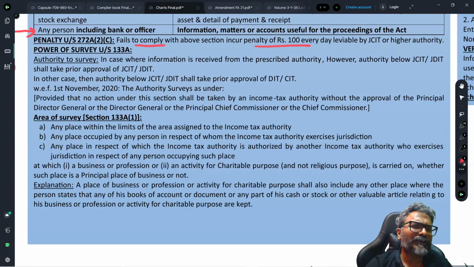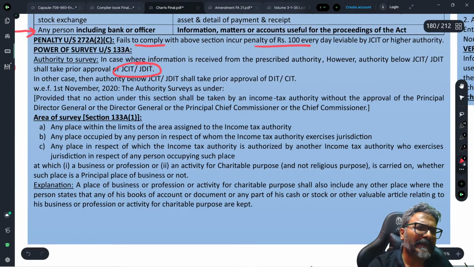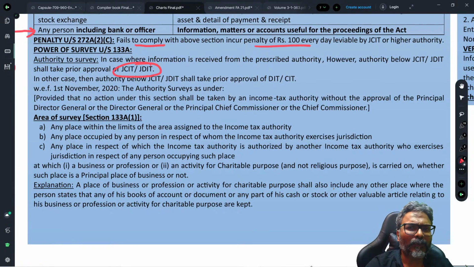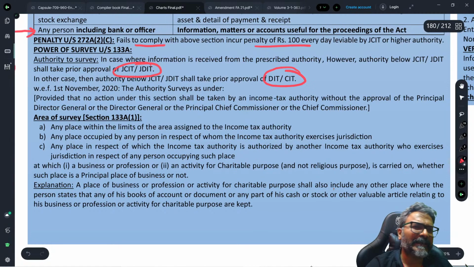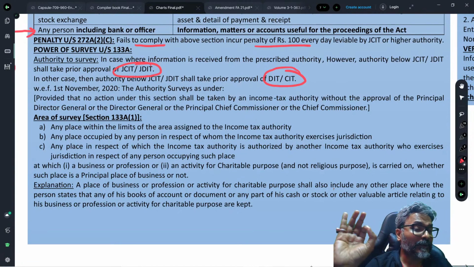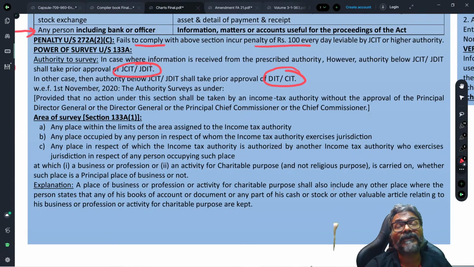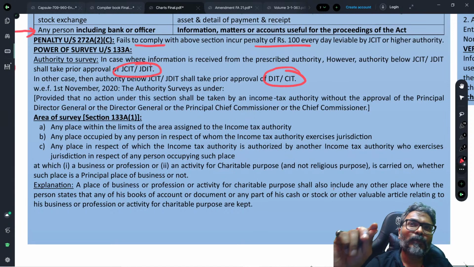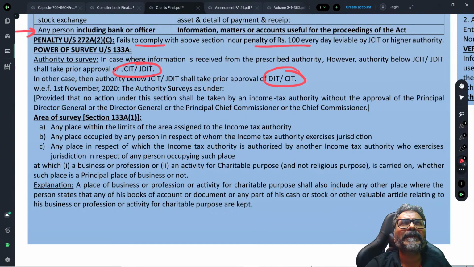So the approval, students, has to be taken either from the JCIT or from the CIT, as the case may be. You will always keep this point in mind, because these are the questions targeted in the examination, and you cannot escape from such questions.